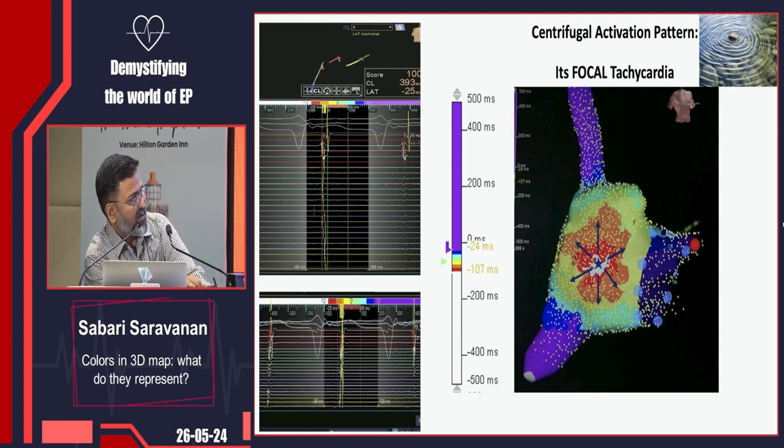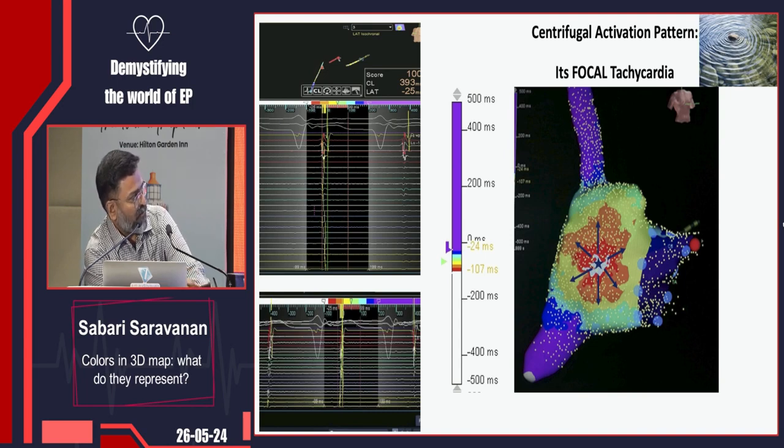In this 3D map, the yellow dots you are seeing are all the activation points which have been collected, and based upon the activation timing, the system is going to allocate the colors. How to read these colors? Always go with this color pattern, which is there as a reference in all these 3D screens. The earliest is the white, then red, then orange, yellow, green, blue, and purple.